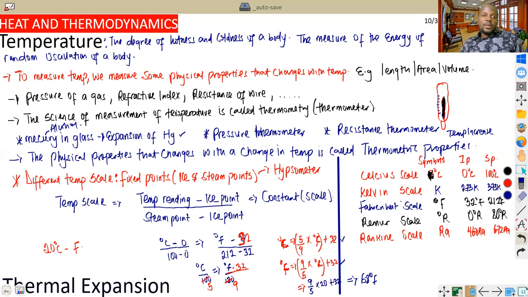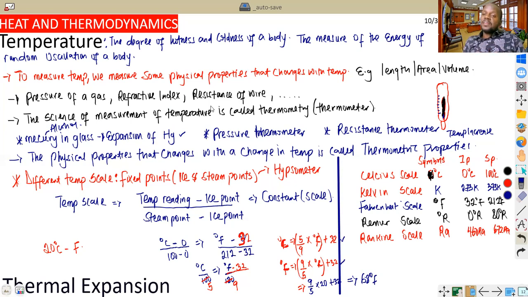So in this slide, we talked about temperature as a measure of hotness and coldness of the body. We also define it in terms of thermal agitation as the measure of energy of random oscillation of the body or particles. To measure temperature, we measure some physical properties like length, area, and volume. Sometimes we measure resistance and so on. The science of measurement of temperature is thermometry. The instrument we use to measure temperature is the thermometer.